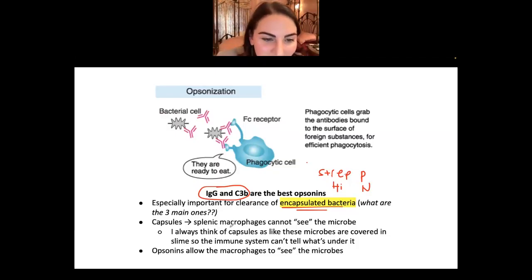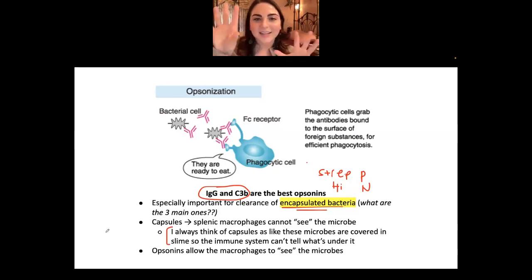Oh, I did put it here. So it's like they're covered in slime. So the immune system's like, I don't really know what that is, and there are no antigens that are present. It's just invisible. So that's why these opsonins are really important, because they're tagging the capsule. It's like, hey, this is ready to go. So it allows the immune system to see it. Opsonization isn't just for encapsulated bacteria, but it's really important to get rid of your encapsulated bacteria.